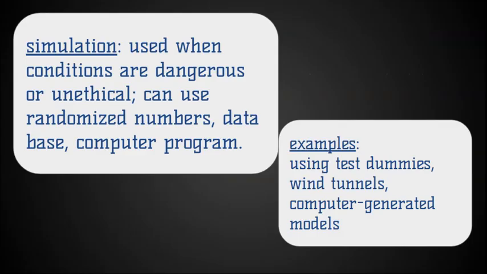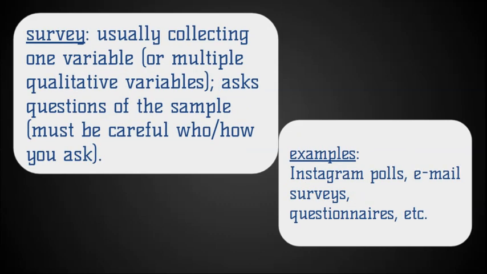So we're going to get into all that, but the 4 types of studies, here we go. The first one is a simulation, which is used when conditions are dangerous or unethical. Can use randomized numbers, database, computer program. This involves maybe using a test dummy or a wind tunnel, something like that. A survey is collecting one variable or multiple qualitative variables, asks questions of the sample. This is something that you have to be careful of, because if you ask certain people a survey, your conclusions apply only to those people who you asked. So that's something we're going to really delve into as well.